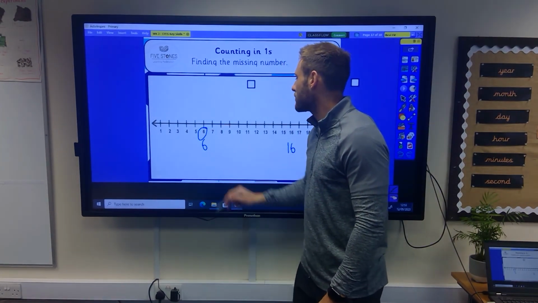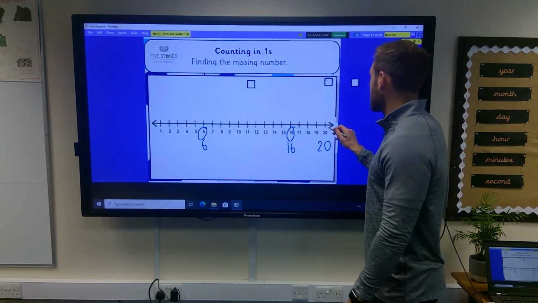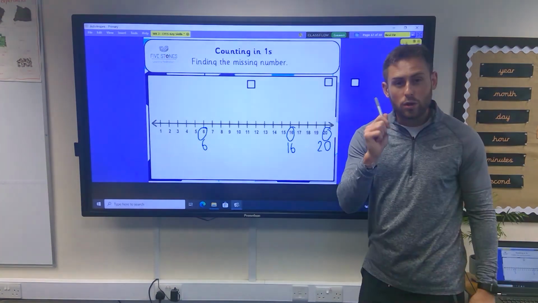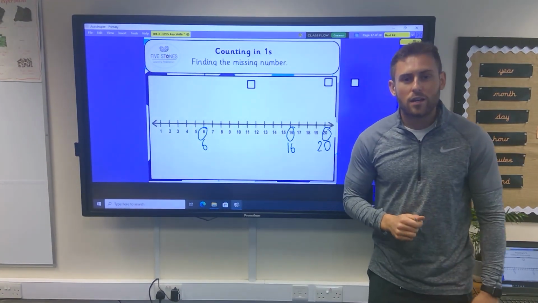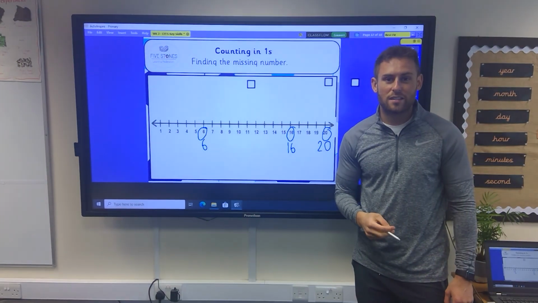Well done if you managed to find any of my missing numbers there, because yes, you were right, we were missing the number 6, we were missing the number 16, and we were missing the number 20. I wonder how you figured that out and whether you can tell the person that you're sitting next to how you managed to do that. That would be really, really helpful.